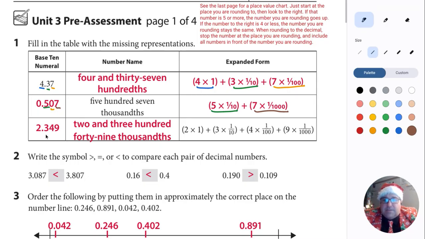And then last but not least, 2 and 349 thousandths. Each one of these numbers represents something. This time we have 2 for a whole number, so we need to do 2 times 1. That's how we got that. Then we get to our decimal. And then we see we have 3 tenths, so it's going to be 3 times 1 tenth. We've got 4 hundredths, 4 times 1 hundredth. And finally, 9 thousandths. That's going to be 9 times 1 thousandth. So that's what everything represents.